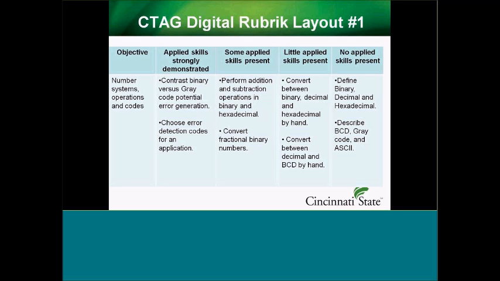Okay, so this takes you to basically the first CTAG rubric layout, which is really what, when we go through this, we have to look and see what level of proficiency students have in each one of these topics that's covered. I can't remember how many there are, but 10 or so of any of these objectives. The one here is number systems, operations, and codes. So typically, as I've said in the past, we're really around this area. Rarely have I taught a class and gone into error detection codes. It's more of an advanced topic.